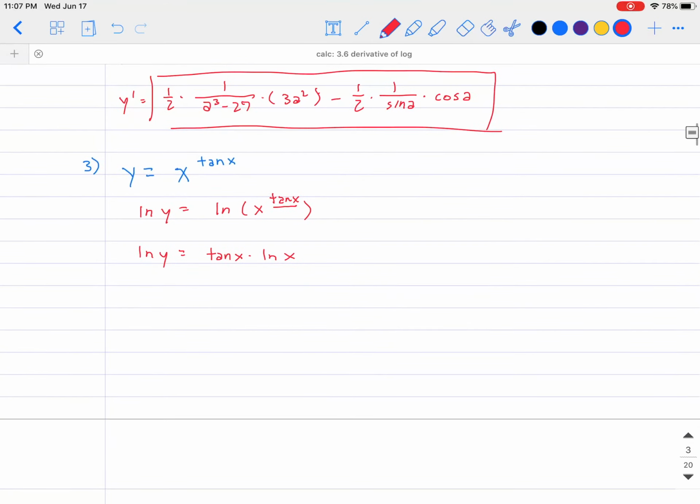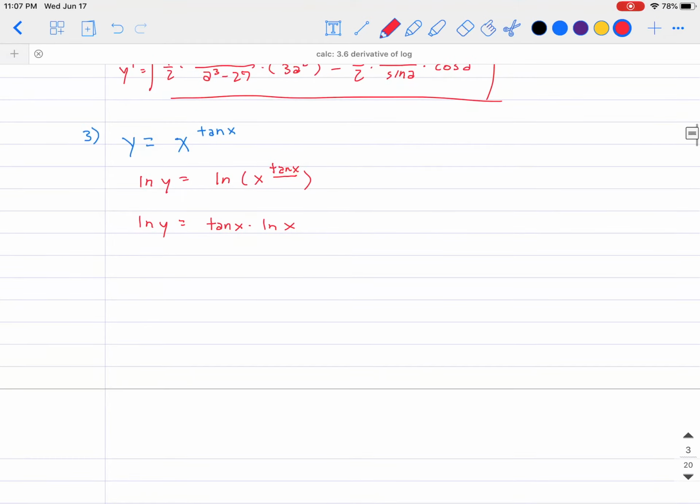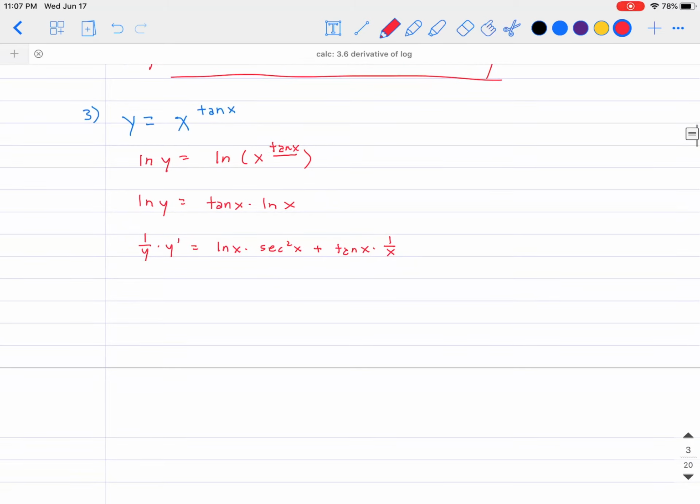So this now is a little bit nicer looking. Next, the derivative of ln of y is 1 over y multiplied by y prime, which is equal to the right-hand side. We're using the product rule. This time I'm not going to write the f and g part; hopefully you guys can follow. So the right-hand side is going to be the ln of x multiplied by the secant squared of x, plus the tangent of x multiplied by 1 over x. Okay, hopefully you can follow that part, not a problem.